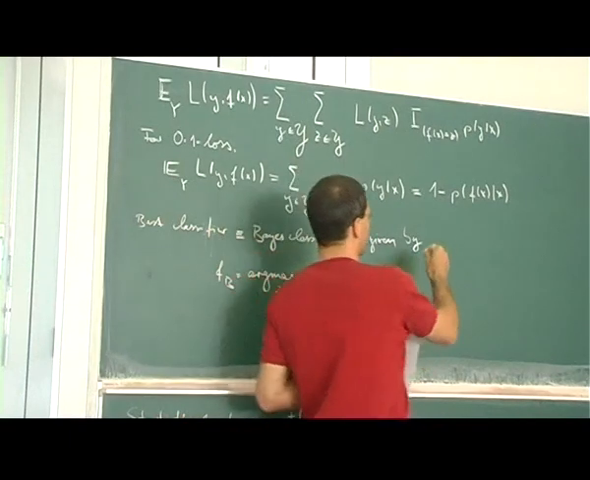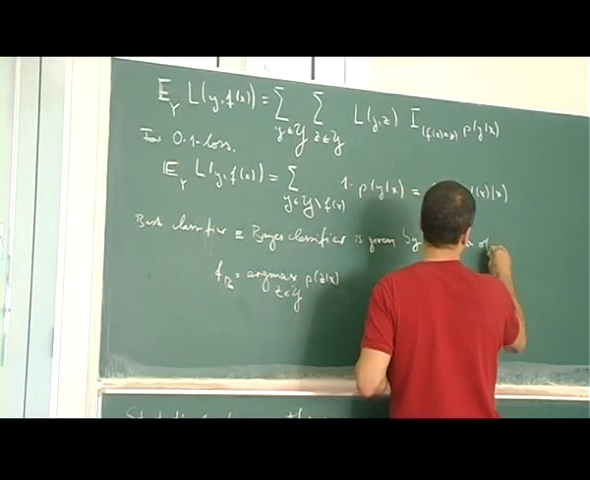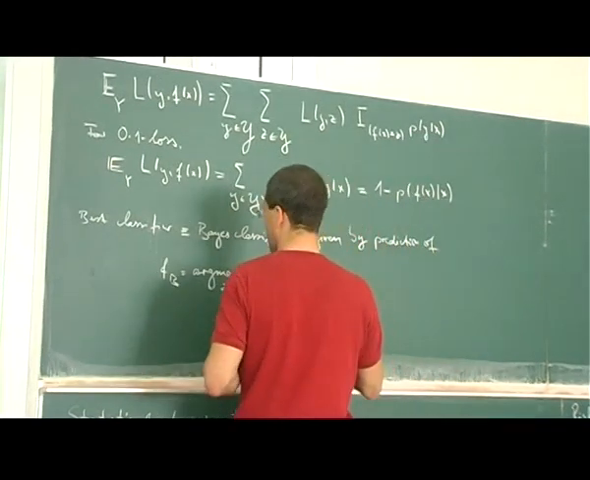So, in words, the Bayes classifier is given by the prediction of the locally dominant class.